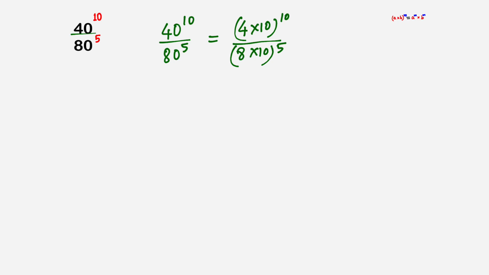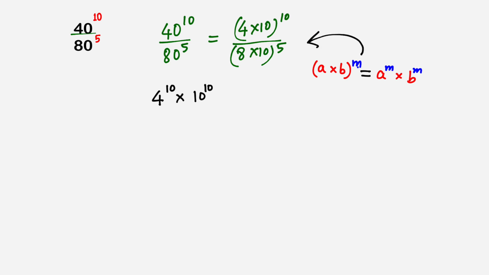Now let's use a formula. If you have seen this formula, that is, if a multiplied by b is whole raised to the power m, then we can write it as a raised to the power m multiplied by b raised to the power m. So we can write 4 raised to the power 10 multiplied by 10 raised to the power 10. We are doing nothing but just applying the given formula in our expression. That is divided by 8 raised to the power 5 multiplied by 10 raised to the power 5 from the denominator.